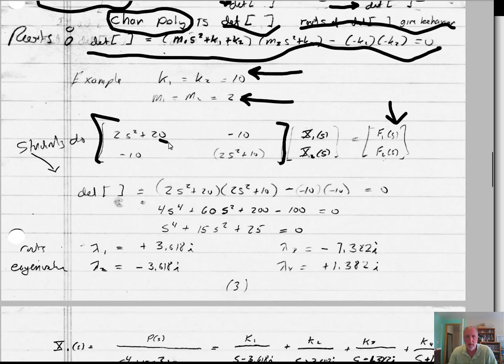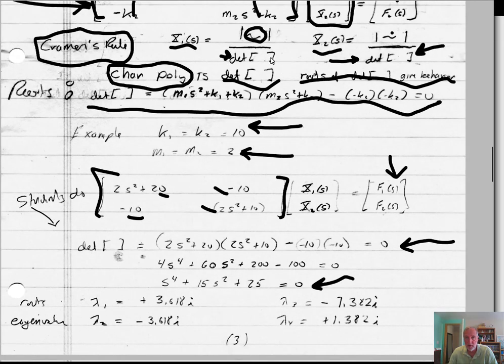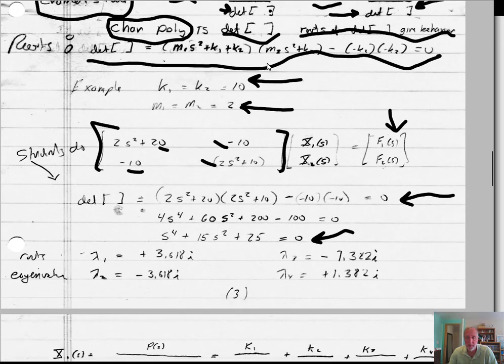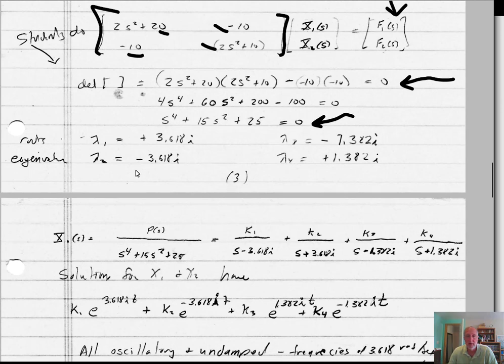Take the determinant, so we get this thing times this thing minus this thing times this thing. So that's what I'm showing in this line here. Work the algebra and you end up with this polynomial. Set the determinant equal to 0 to get the roots, because those are what show up in the partial fraction expansion. All right, this is the denominator of using Cramer's rule up here. It's just the determinant of that matrix.